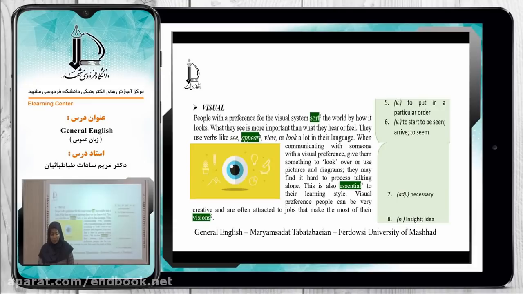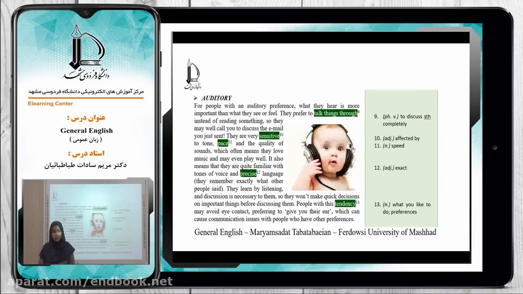Visual preference people can be very creative, are often attracted to jobs that make the most of their visions. So, imagination and different ideas are very important to them. Now, auditory people, what are they like? Let's read about them. So we know that for the people who have this preference, what they hear is very important.